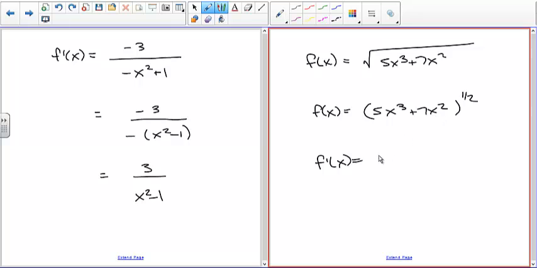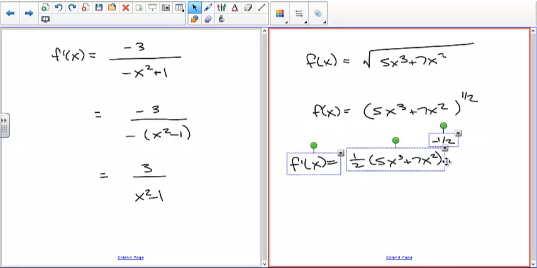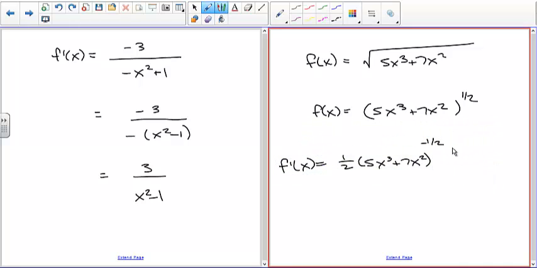So what you'd end up with is 1/2, the exponent here. You leave the argument the same in that parenthesis. You'd subtract 1 from the exponent. But then you have to multiply by the derivative of what's in here, u prime of x. So you'd have 15x squared plus 14x. Notice again I put parentheses here so that I knew I was multiplying this whole thing.